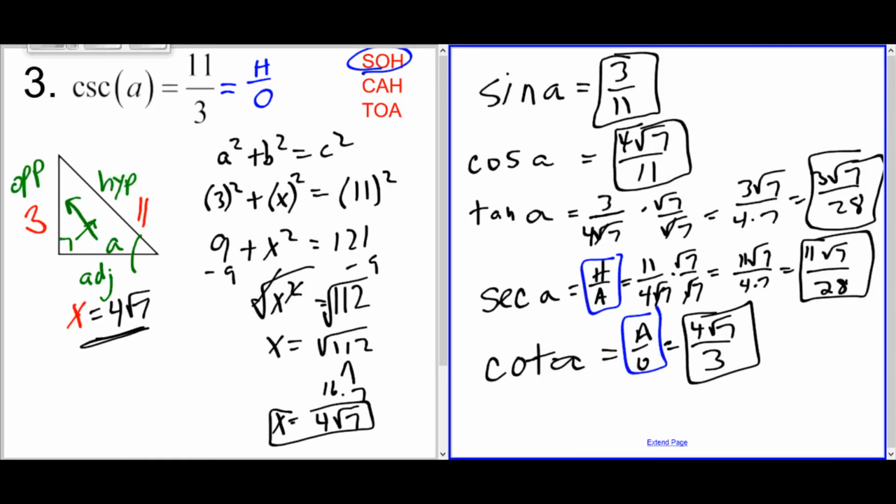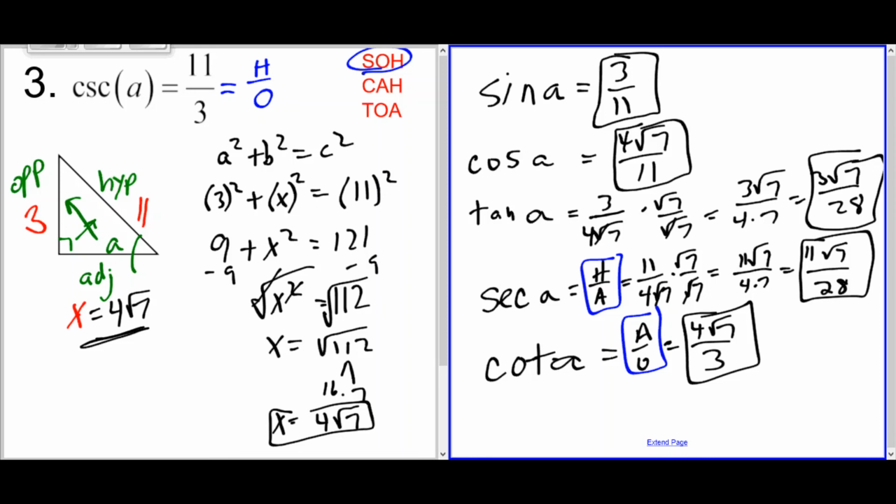So hopefully you gave number 3 a try. When you do this, your hypotenuse is 11, and then your a and your b, it doesn't matter which one you called a and b. So I had 3 squared plus x squared, so I had 9 plus x squared equals 121. I solved this for x, and I got x equals square root of 112. 112 is divisible by 16. This would be 16 times 7. Square root of 16 is 4, and then you can't take the square root of 7. So the length of that adjacent side is 4 square root of 7.